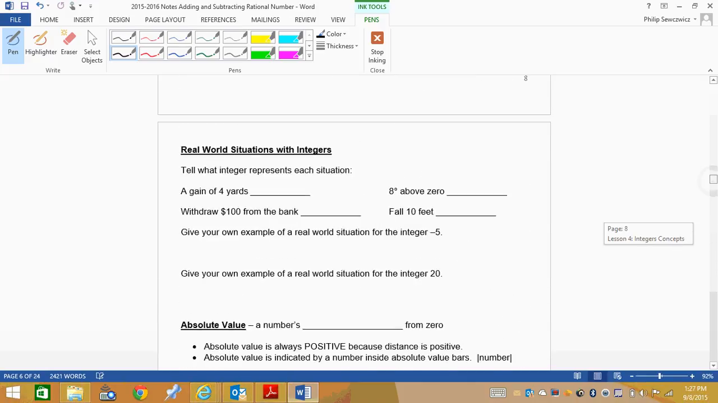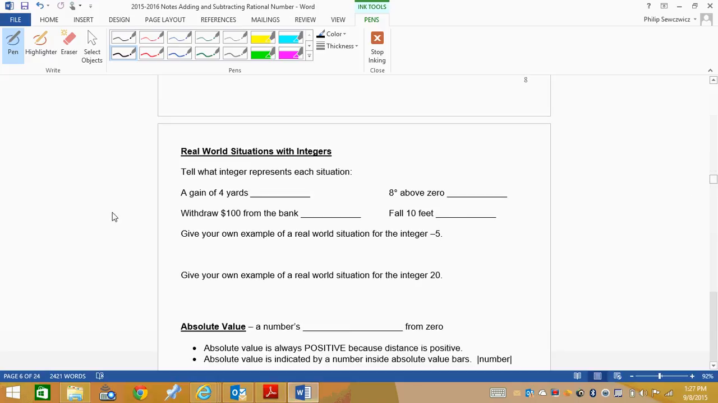What we want to do here now is associate an integer with a particular statement. Now remember, negative numbers do get the negative symbol. Positive numbers, they don't get a plus symbol next to it. So if we're gaining 4 yards, that is a positive amount, but we just put the 4 down. That is our integer. We don't put a little plus sign in there. It's just the 4. 8 degrees above 0, that's a positive number, so we're just going to put an 8 down. And again, we just want an integer, so I don't need to do any sort of labeling to go along with it.